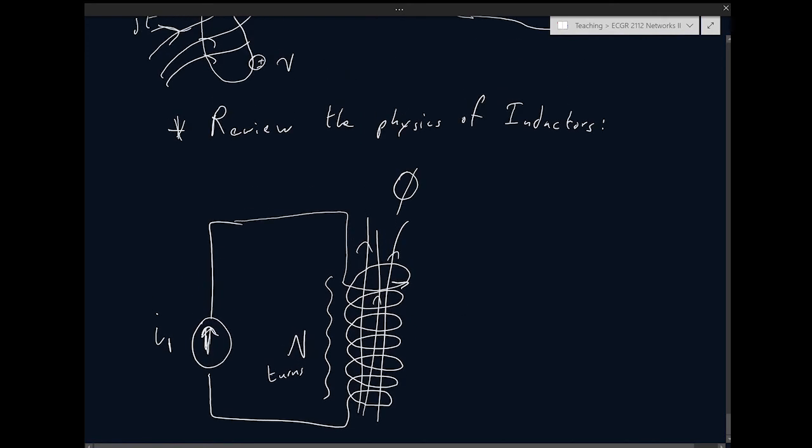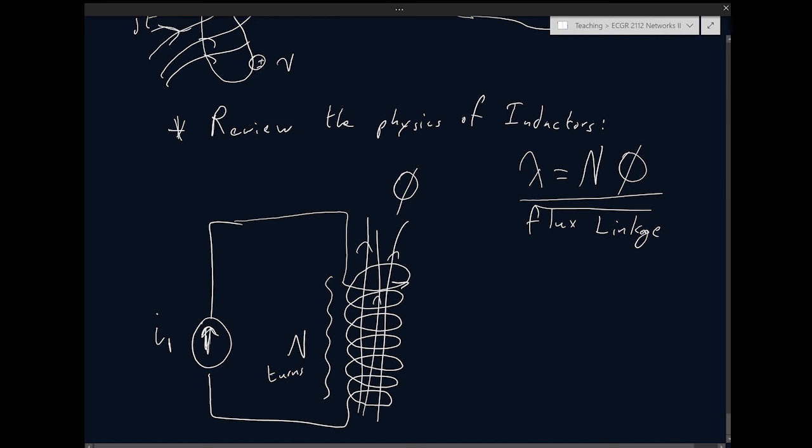So really, we need to use an adjusted form of Faraday's law that accounts for the multiple windings that we have. To use that adjusted law, we introduce the concept of flux linkage. Flux linkage is just flux times the number of windings, right? That's what flux linkage is. So this is called flux linkage.